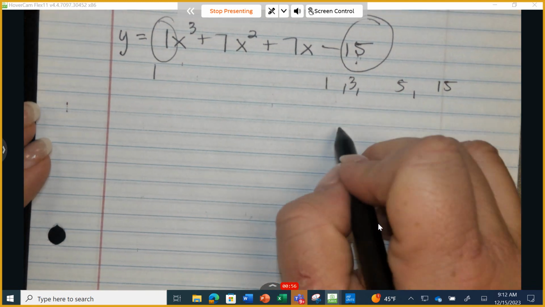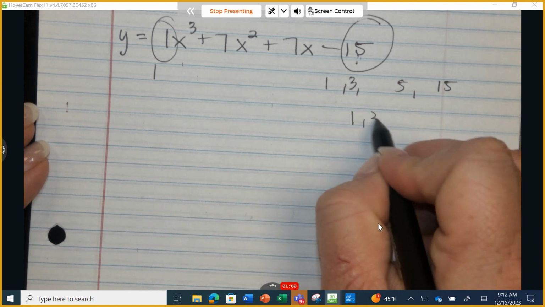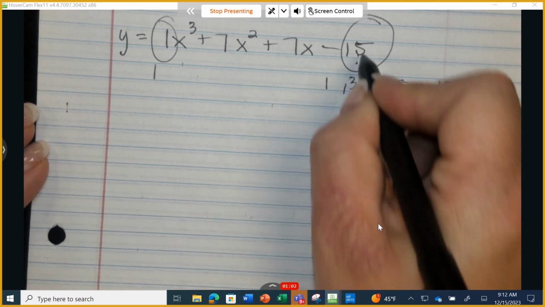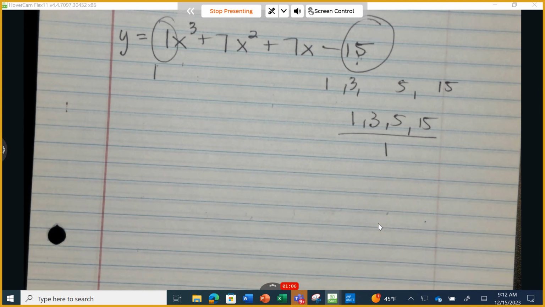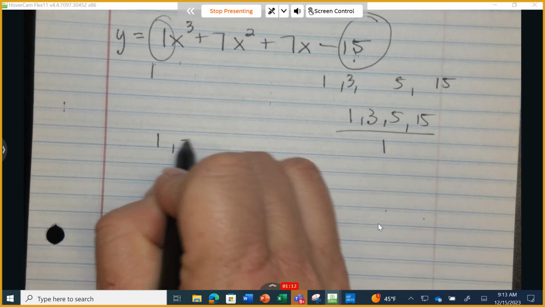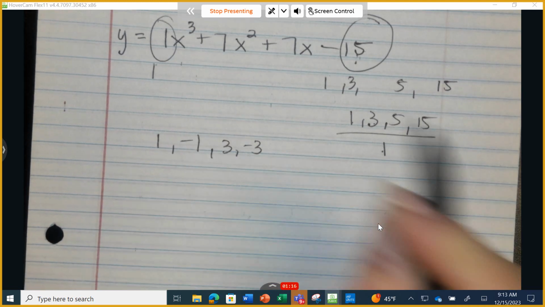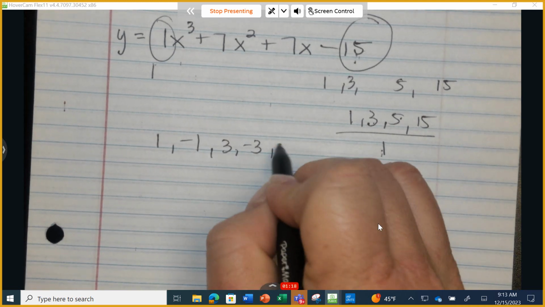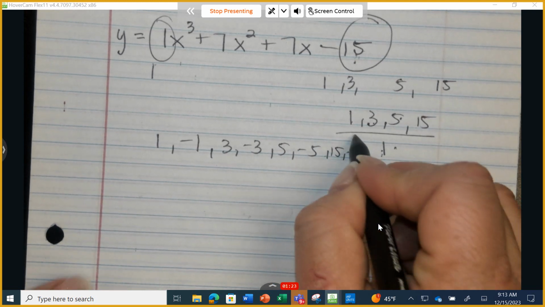So when I list the possible rational roots, I'm going to put down the factors of the constant over the factors of the leading coefficient. And then I have to list both of the numbers that are positive and negative. So watch, 1 divided by 1 is 1. So it could be 1 or negative 1. 3 divided by 1 is 3. So it could be 3 or negative 3. 5 divided by 1 is 5. It could be 5 or negative 5. 15 divided by 1 is 15. It could be 15 or negative 15.